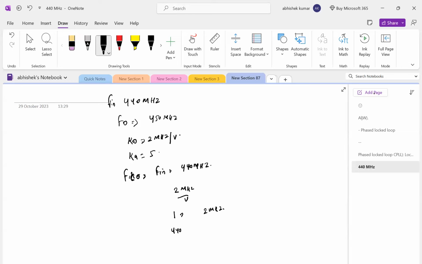So they are asking at 440 megahertz, with 2 megahertz per volt. So let's see, 1 volt gives 2 megahertz, then 1 megahertz will be half volt, then 440 megahertz will be 220 volt, divided by the voltage gain.